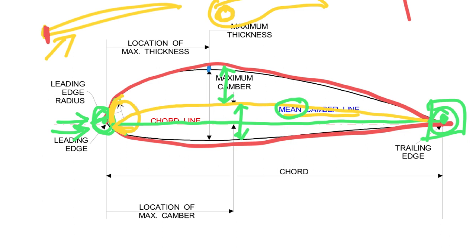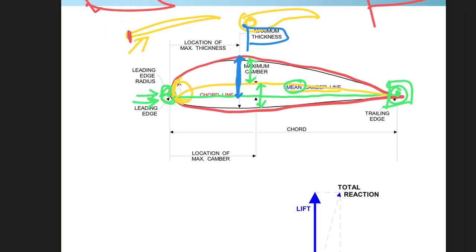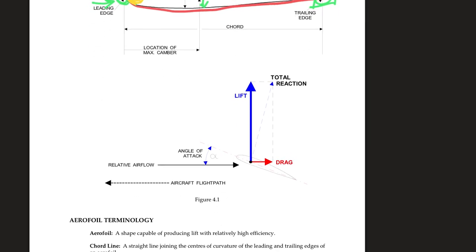Okay, so here is the maximum thickness area. So what is maximum thickness? The maximum thickness is where the distance from the chord line to the upper surface is maximum. So that's why that is the maximum thickness area. Okay, that's it. Only the terminologies are important, are required.